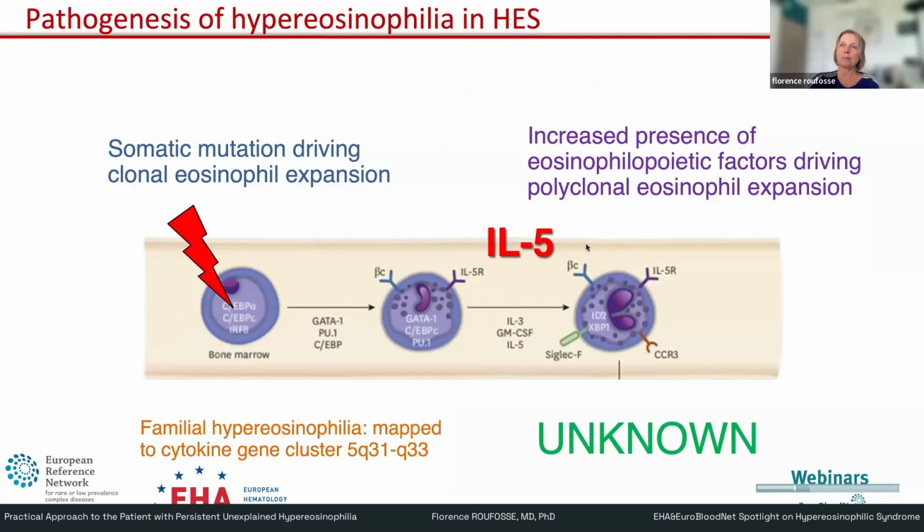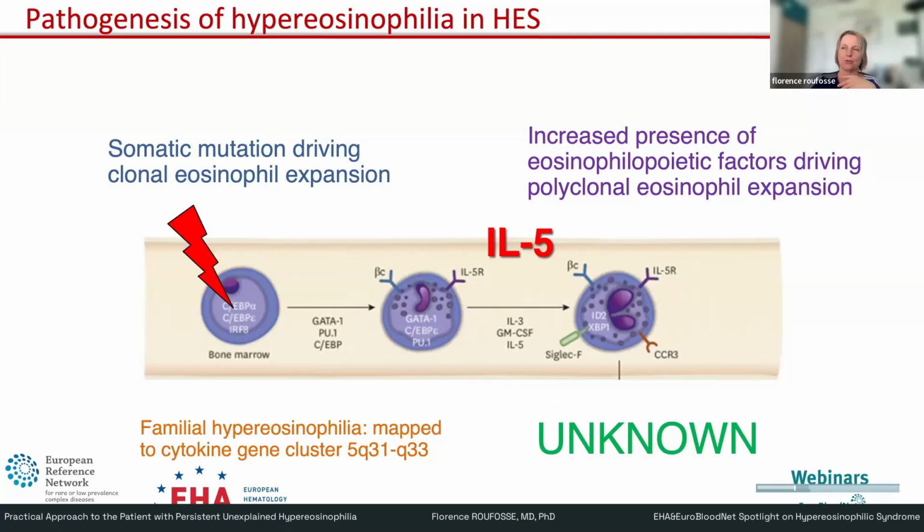Or is the eosinophilia polyclonal? Is this actually the result of increased presence of eosinophilopoietic factors? This is obviously what we'll be finding more commonly compared to clonal eosinophilia. But unfortunately, in the majority of cases, it's very difficult to demonstrate increased production of eosinophilopoietic cytokines. And this is really what is now classified as a bucket of different diagnoses, which is idiopathic or unknown etiology for the hypereosinophilic syndrome.